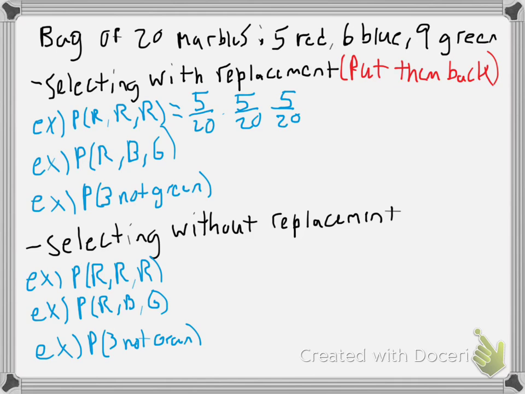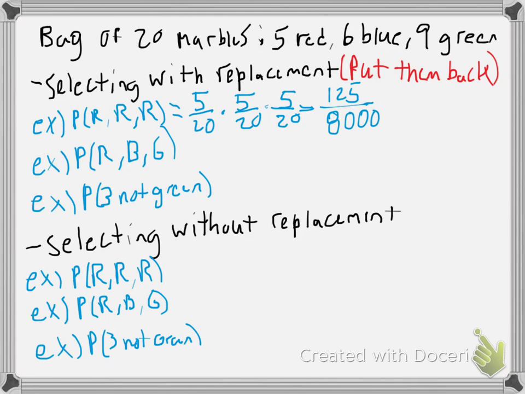And since I made multiple selections, I need to multiply probabilities. And I get 5 times 5, 125 over 8,000. Okay, and we can reduce that later. I'm just showing you how the answer would come out.